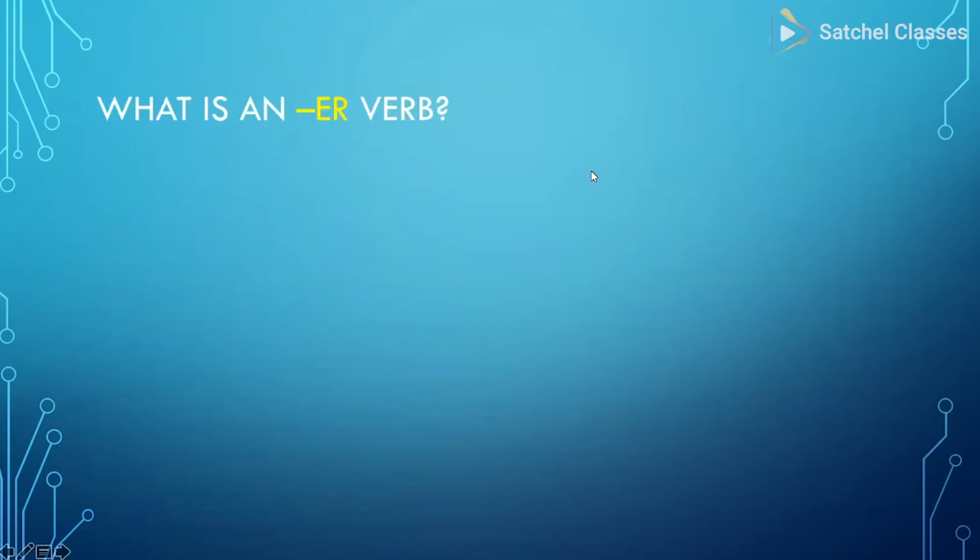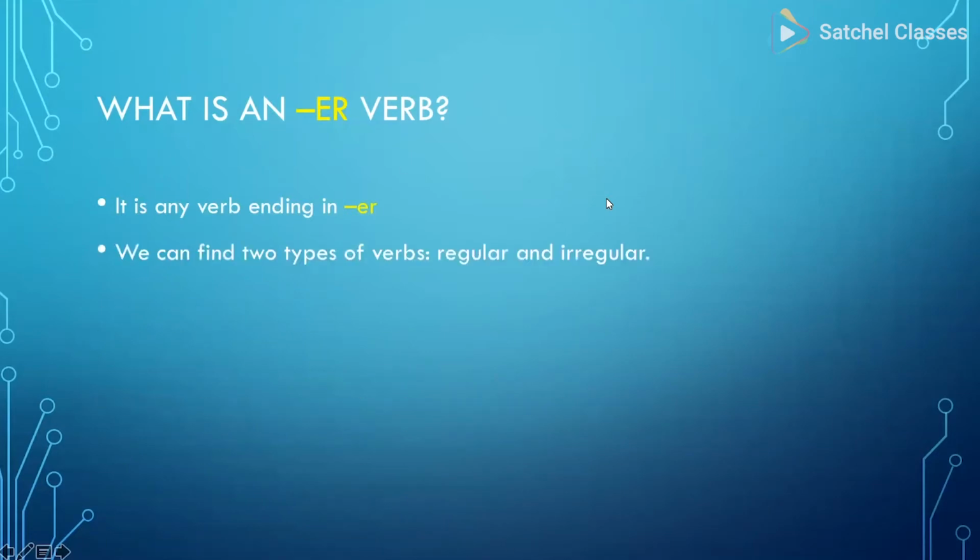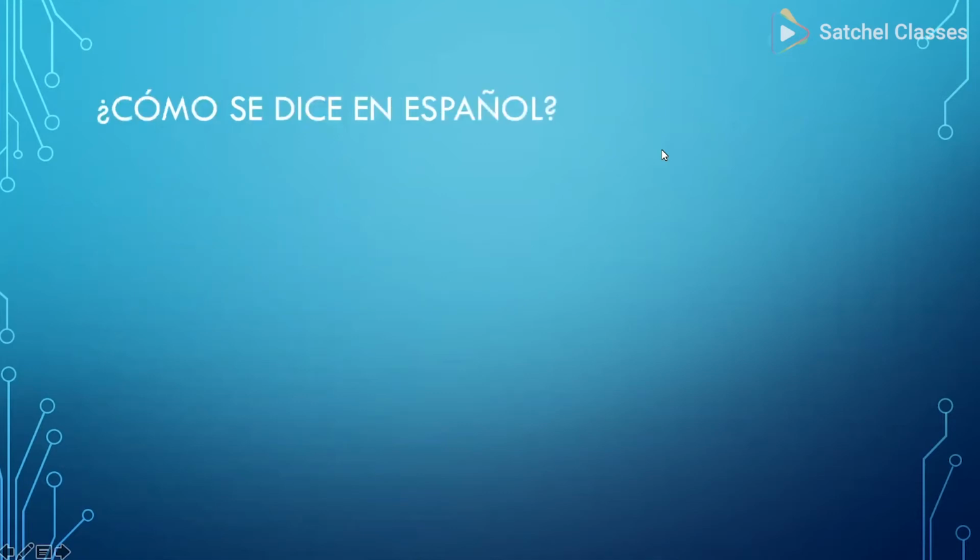So what is an ER verb? It is any verb ending in ER. We can find two types of verbs, regular and irregular. And we will be learning regular verbs mainly today. We will cover some irregular verbs, but they are kind of different and they do deserve a very unique lesson. And we will be making one of those in the near future.